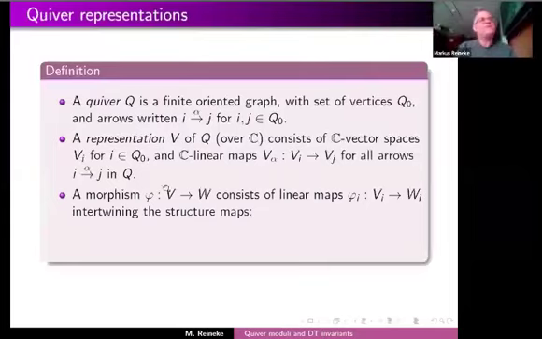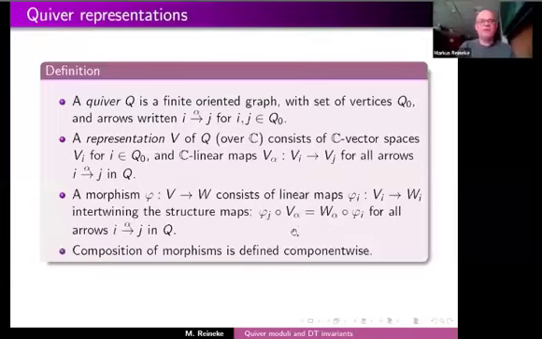A morphism from a representation V to a representation W means we have a bunch of linear maps phi_i between all the vector spaces. The representation V consists of vector spaces V_i. The representation W consists of vector spaces W_i, with corresponding linear maps, which are compatible with the data V_alpha, the datum for the maps. And this compatibility is just a commutation relation. If I first go V_alpha, then phi_j, this is the same as going first phi_i, then W_alpha, for all arrows. Okay.